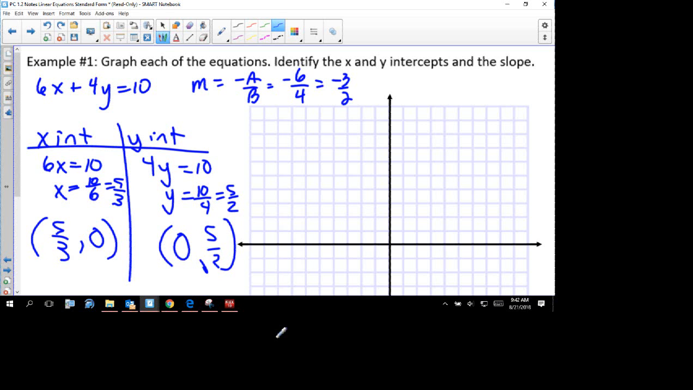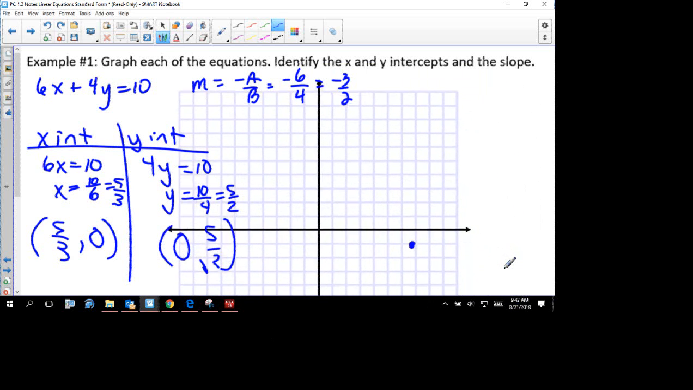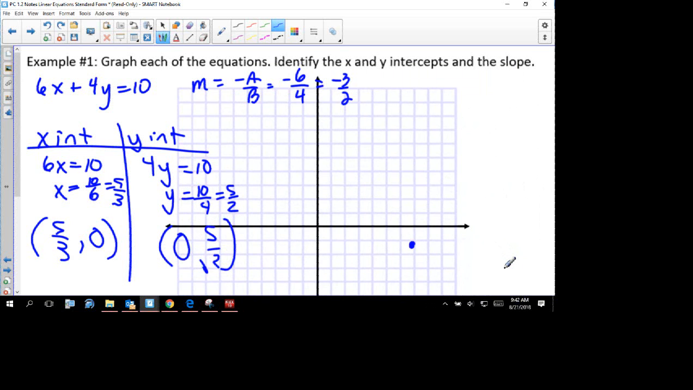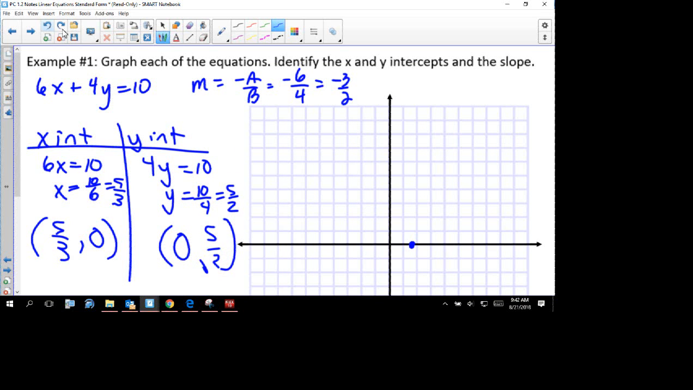So I'm going to plot 5/3. That's approximately 1 and 2/3 on the x-axis. I'm just going to do my best. And 0, 5 halves is 0, 2 1/2. I'm going to do my best to try to be as accurate as I can. Again, I'm probably not 100% accurate here in graphing these. So I'm going to use my straight edge and I'm going to use my slope to find more points.